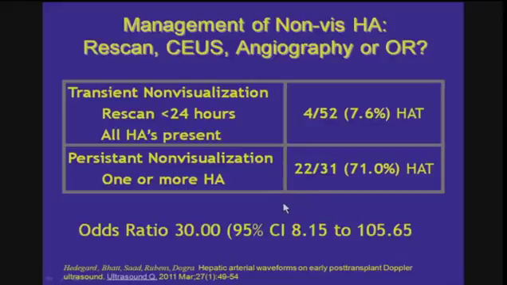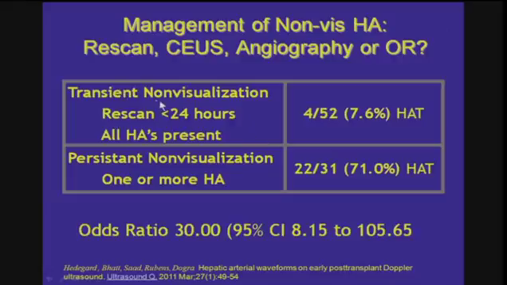What do you do if you can't see the hepatic artery? Because that is a risk factor for hepatic artery thrombosis. Do you rescan them? Do you give them contrast-enhanced ultrasound? Do you send them all to angiography, or do they go immediately to the operating room? All of these have been suggested and have been practiced in various places. So this is what we decided to do in our institution.